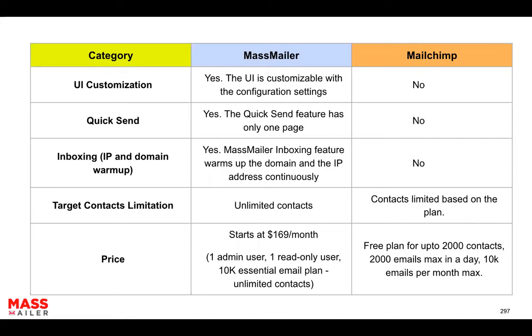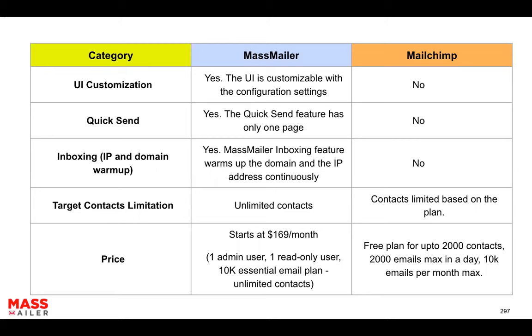Inboxing, meaning warming up your IP and domain, we do have that feature. Mailchimp does not have that feature. And when it comes to target contacts, we don't charge you based on the contacts because your data is in Salesforce, so you can have as many contacts as you want. There's no charge for that. Mailchimp, you obviously will have a limit based on the plan that you're purchasing, on how many contacts you can upload. There's going to be a limit.